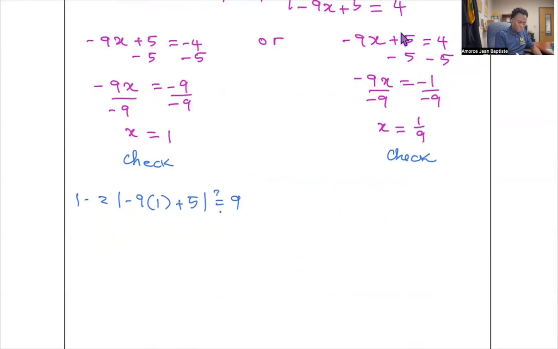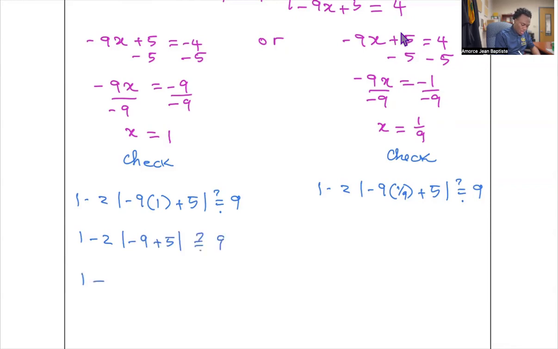Well, is it 9? And then over here, we're going to use this, but that is 1/9, 1 over 9. So this one will be 1 minus 2 absolute value of -9 plus 5. Is it 9? 1 minus absolute value of -4. Is it 9?